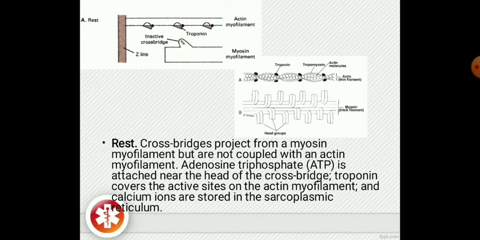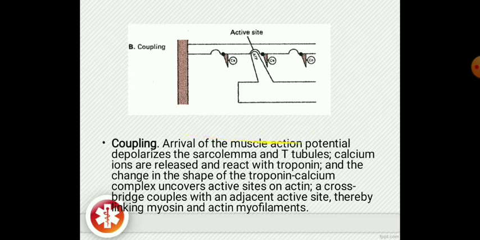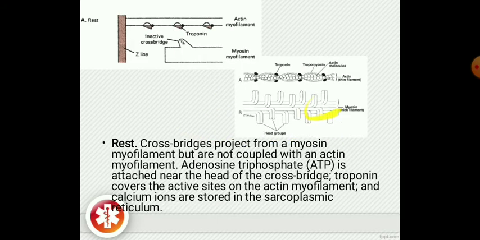So to move the troponin from this receptor stage, there are some chemical processes happening. You can see clearly in this picture: this is a thin filament and this is a thick filament. These are the bridging areas that need to be attached with this actin filament.